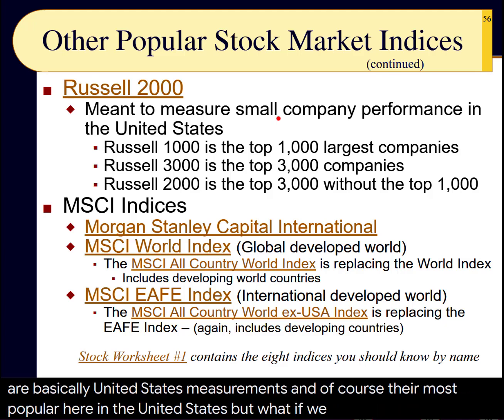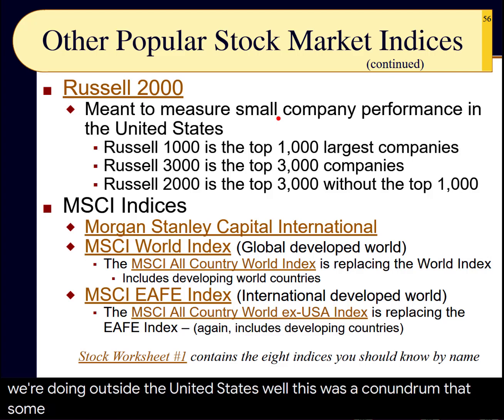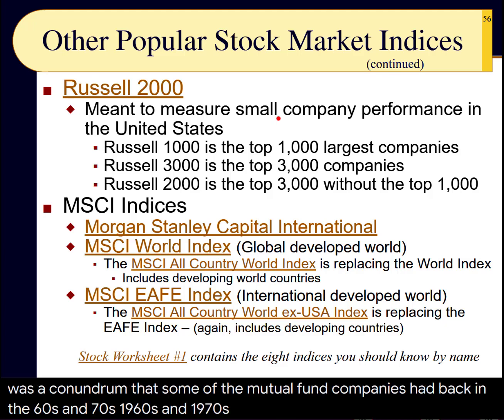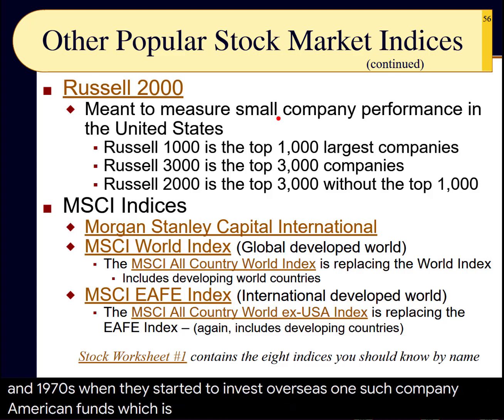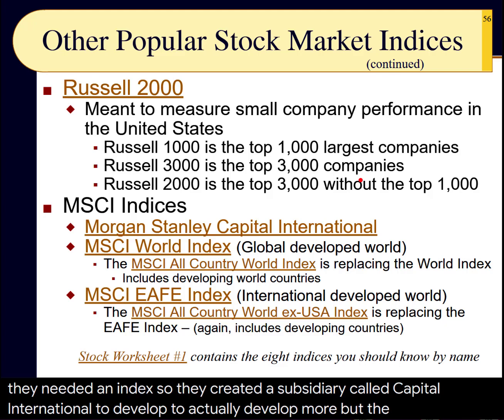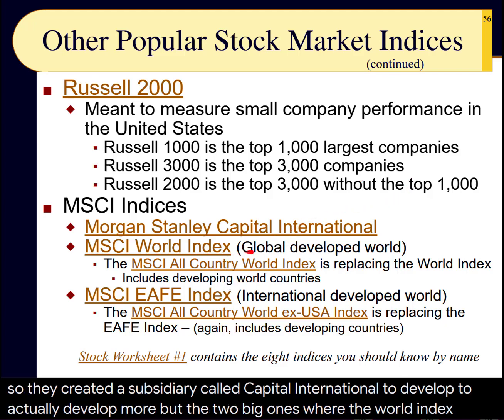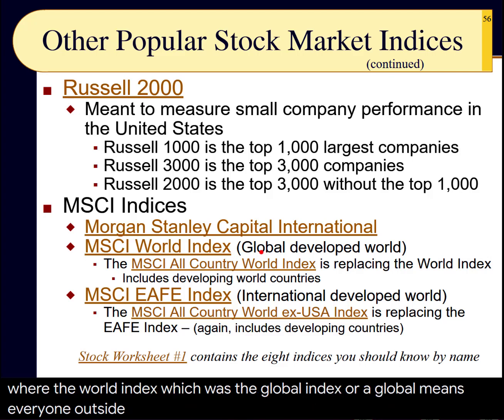But what if we want to measure how we're doing outside the United States? Well, this was a conundrum that some of the mutual fund companies had back in the 1960s and 1970s, when they started to invest overseas. Well, one such company, American Funds, which is actually called Capital Group, decided they needed an index. So they created a subsidiary called Capital International to develop two, actually they developed more, but the two big ones were the World Index, which was the global index. Remember, global means everyone outside and inside the United States.